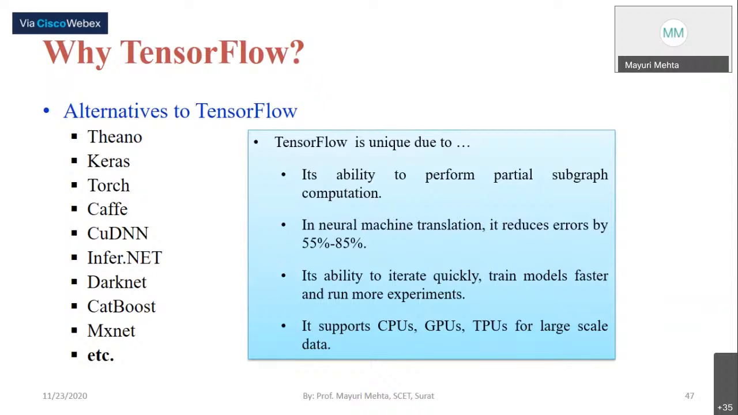Due to these reasons it has become so popular. Its ability to perform partial subgraph computation in neural machine translation reduces errors by 55% to 85% compared to other tools. Its ability to iterate quickly lets you train models faster and run more experiments, and moreover it supports CPU, GPU and TPUs. So when you are working with an image data set, TensorFlow is the most suitable tool because it supports GPU.